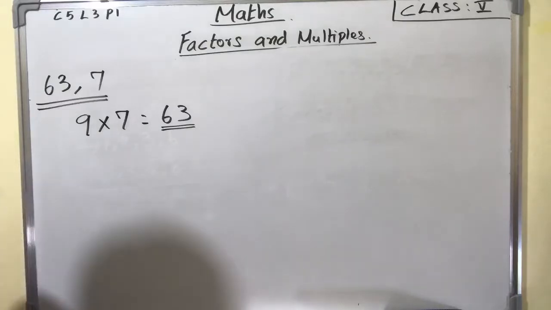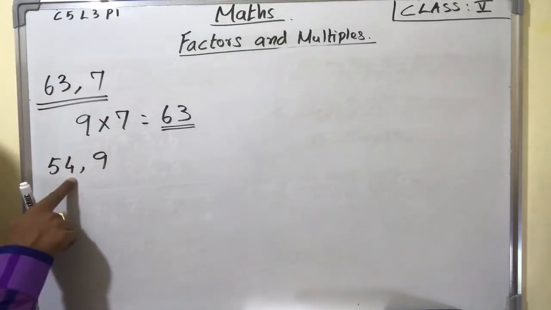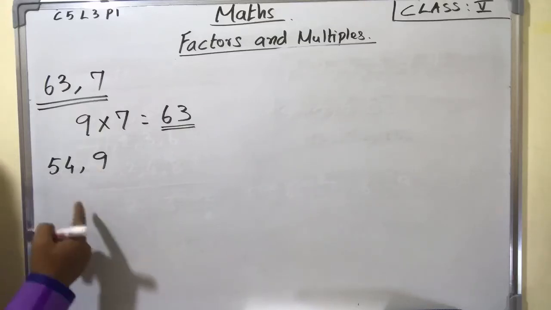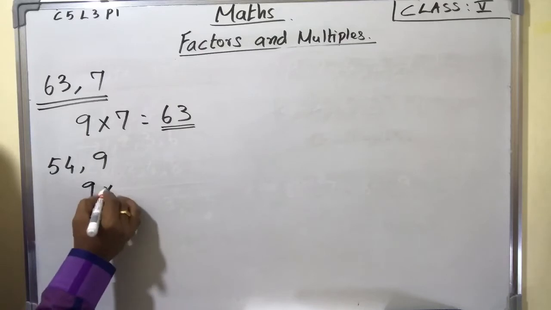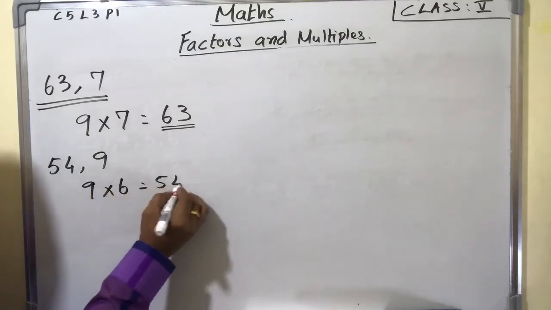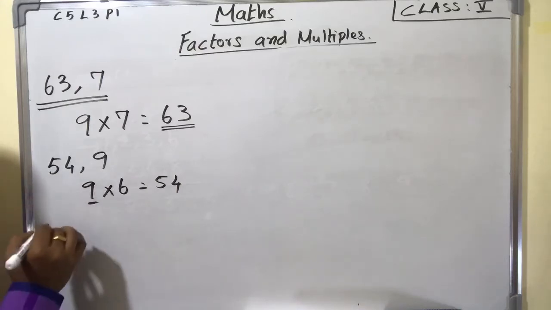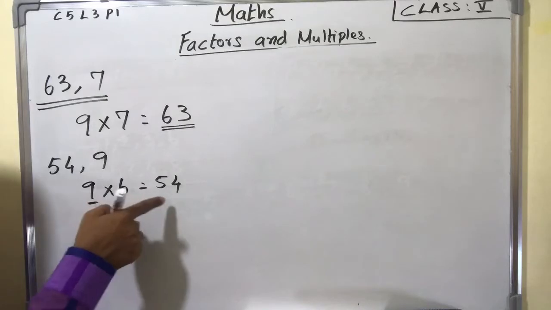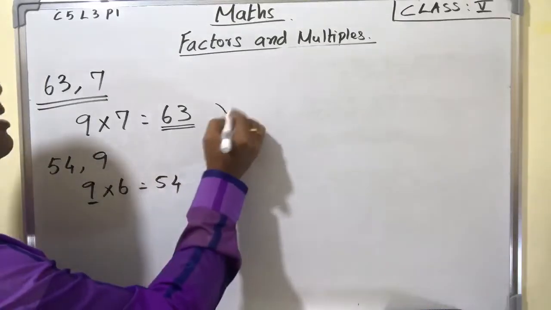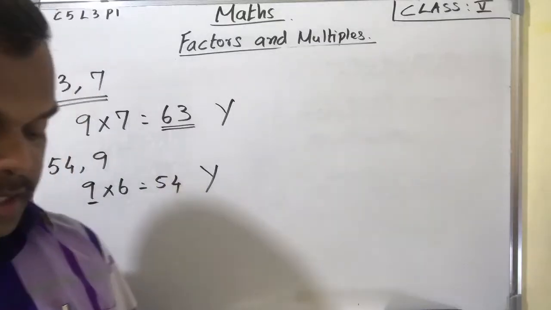54 and 9. Check if the first number is a multiple of the second number. See, 54 and 9. Say table 9. 9 6s are 54. 9 6s are 54. So 54 is a multiple of 9. Yes, you can write yes here also. This is also yes. And one more.